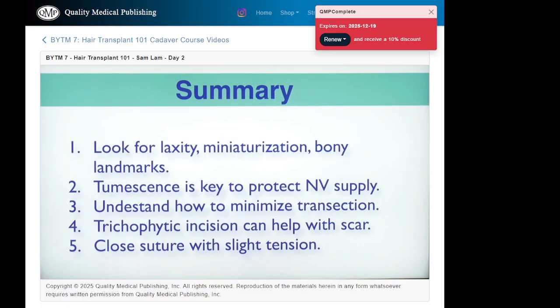And then close the suture with slight tension. For the non-surgeons, I think that's going to be particularly hard because you don't know what slight tension is. You're going to try to strangulate the wound, and that's not good. And you don't want to make it so loose that it just barely kisses. That's what you do on a face. You don't want to do that with this, okay?